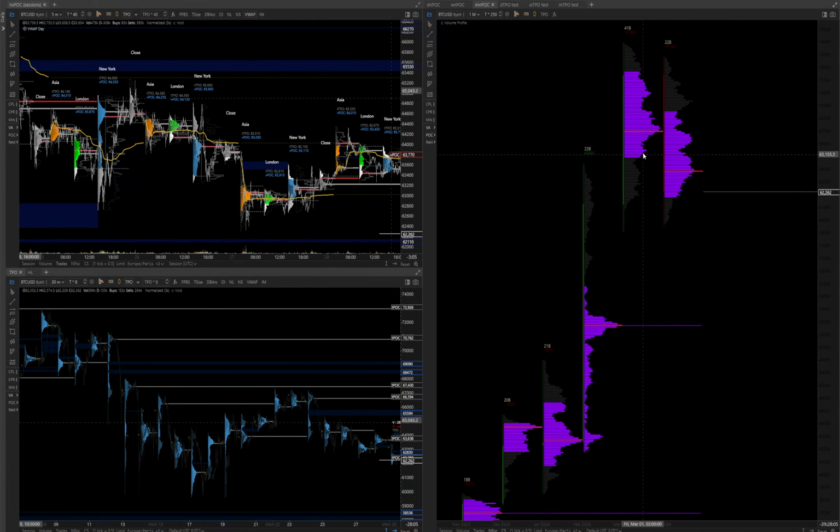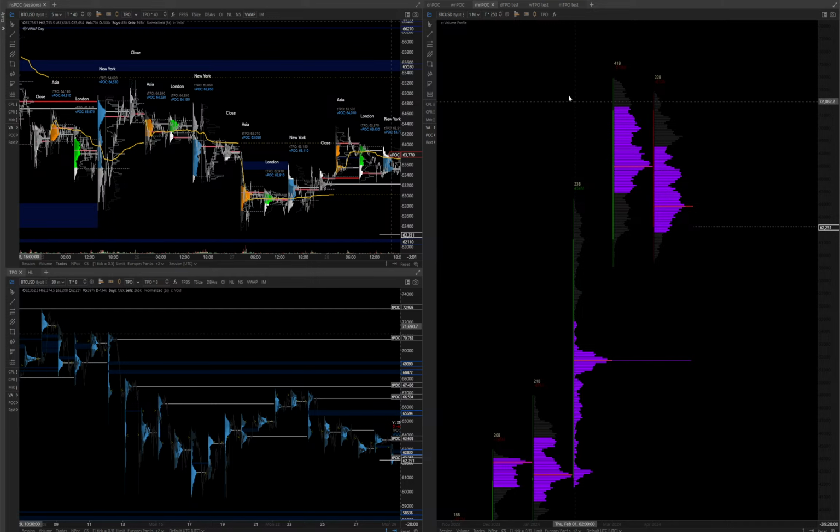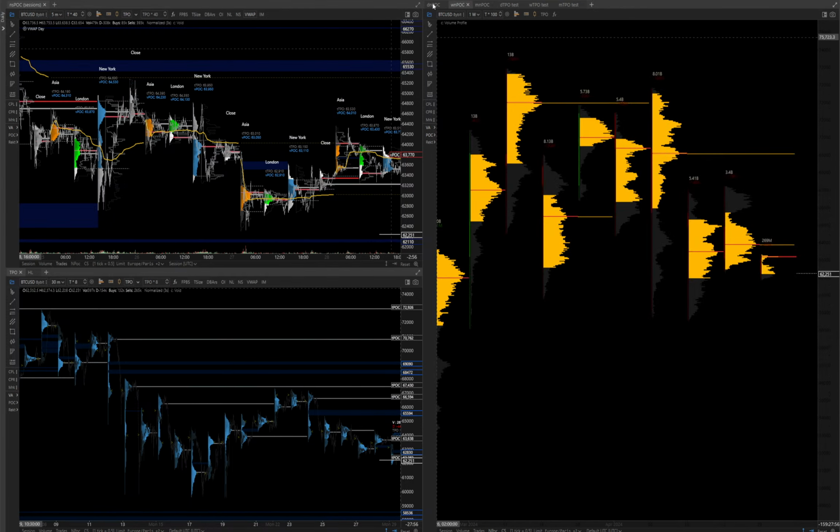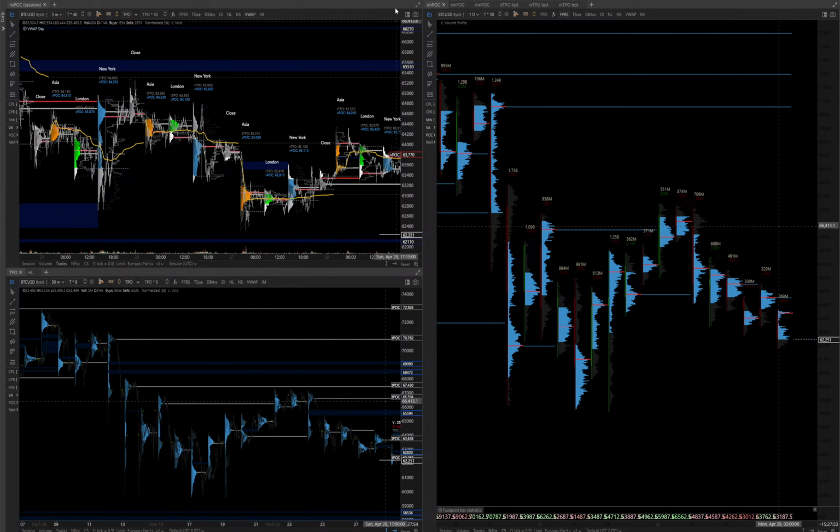And the thing is to take it only if this is naked like this, for example. If this is tapped, if this is already hit, this is not that strong really. So this is for the DNPOC, weekly naked point of control and monthly naked point of control.